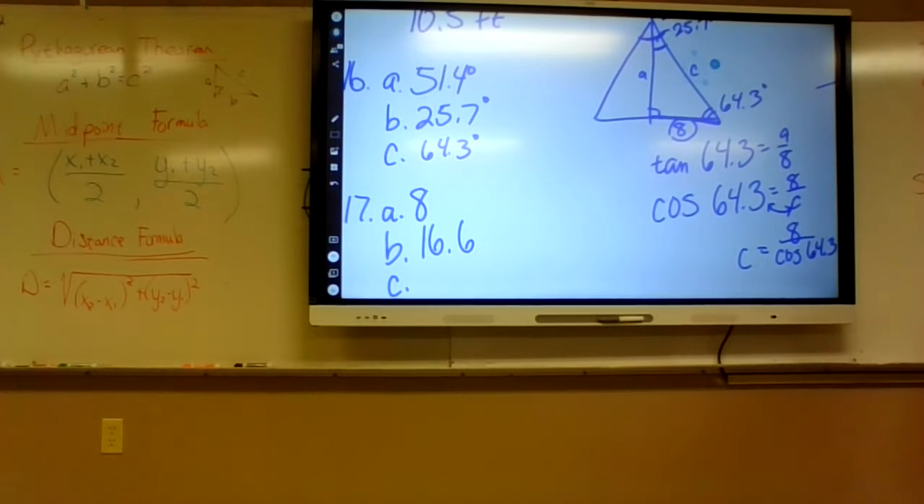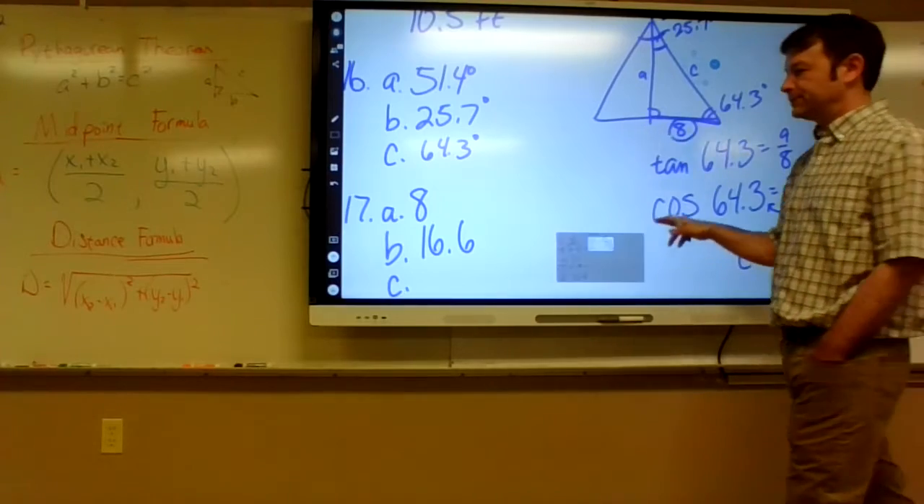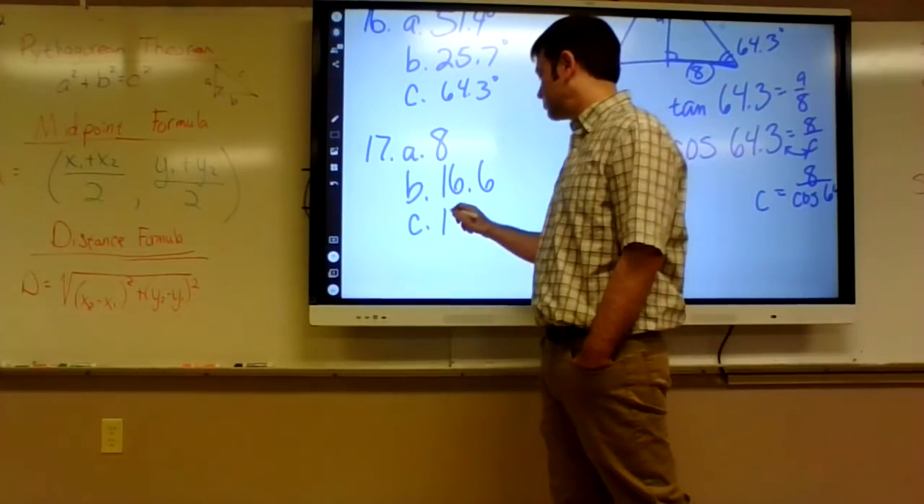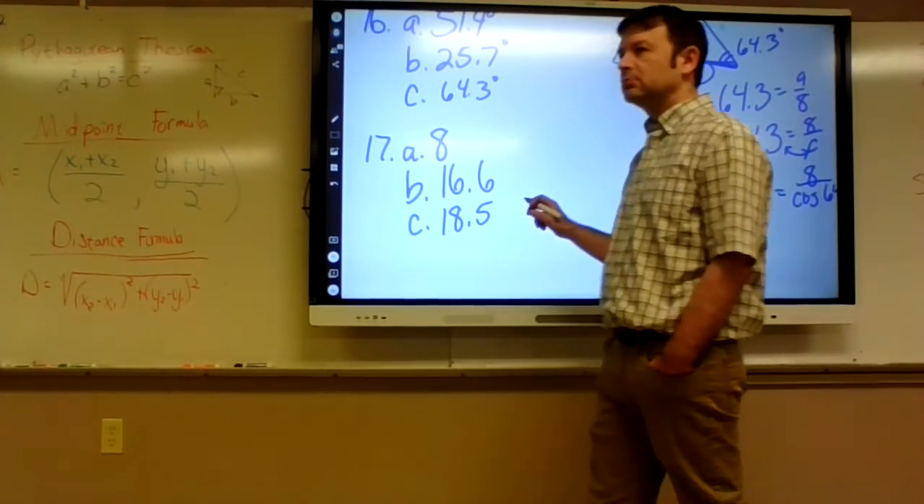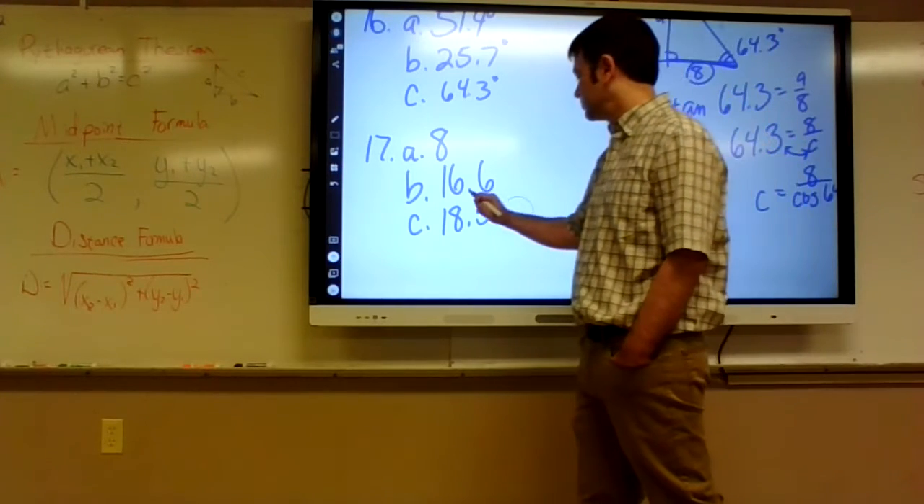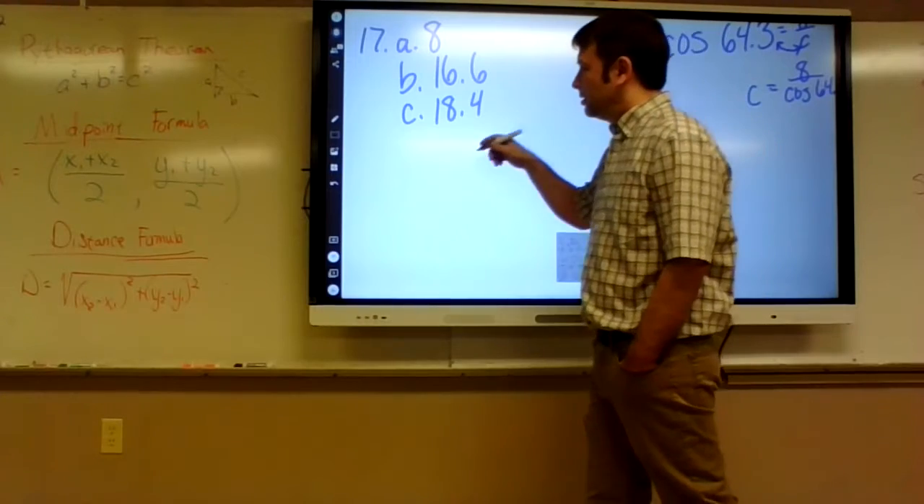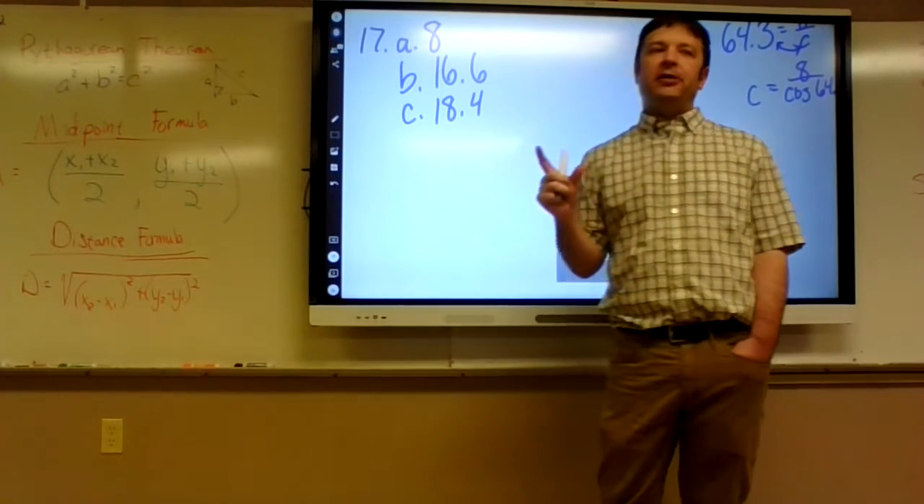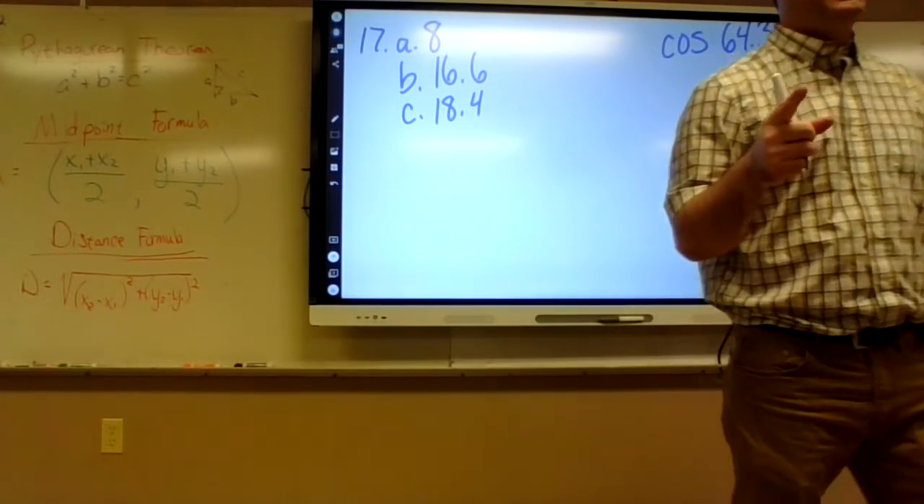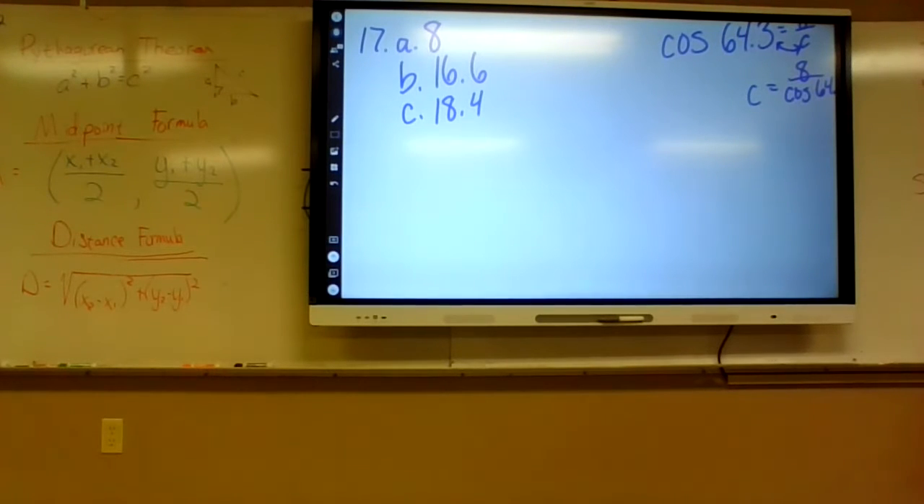Okay. 18.5? I got 18.4. Oh, yeah, 18.4. That's right. Okay, now 18, I'm not going to do that one, but it says find the area of the heptagon.